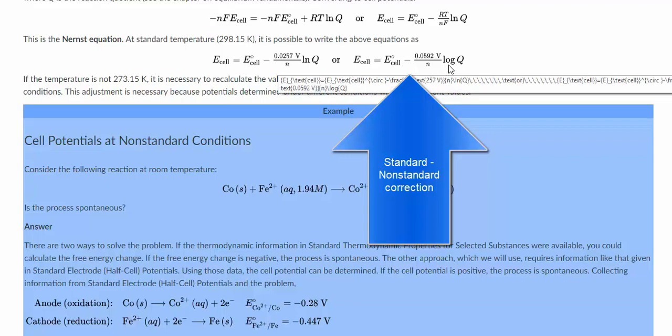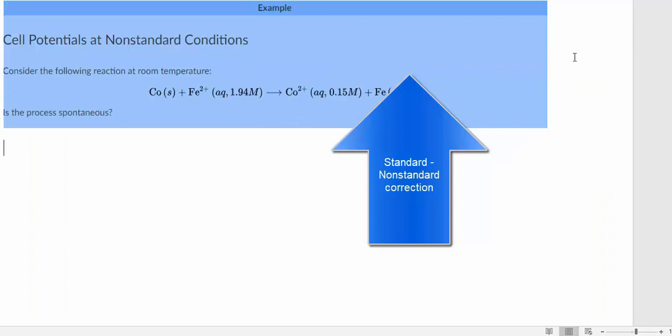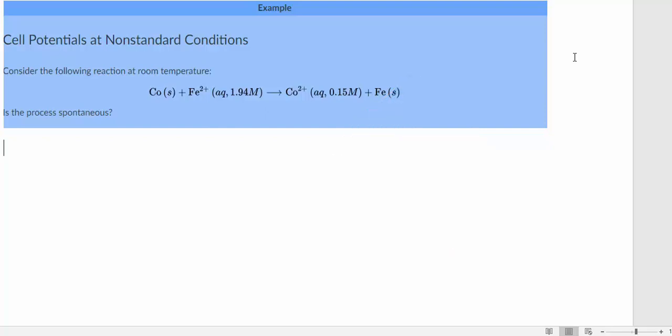And we can do that with an example like this. If we consider this reaction at room temperature, is the process spontaneous? Well, like other problems that we've worked, first we'll work out the half reactions. This is my anode. And here is my cathode. Now we need 2 electrons to make this reaction occur, so N is going to be equal to 2.